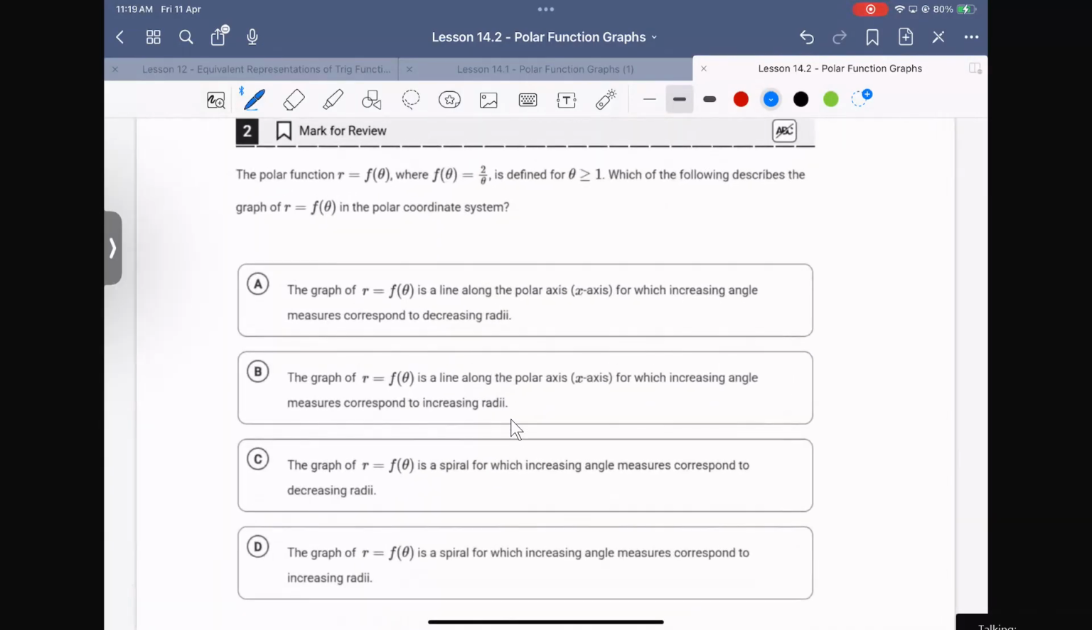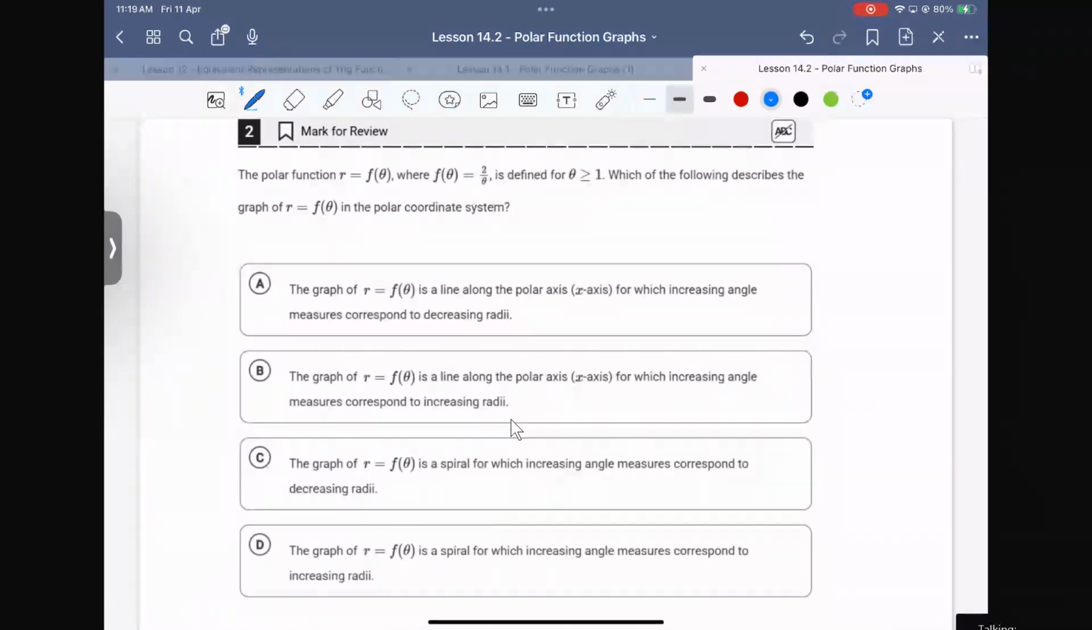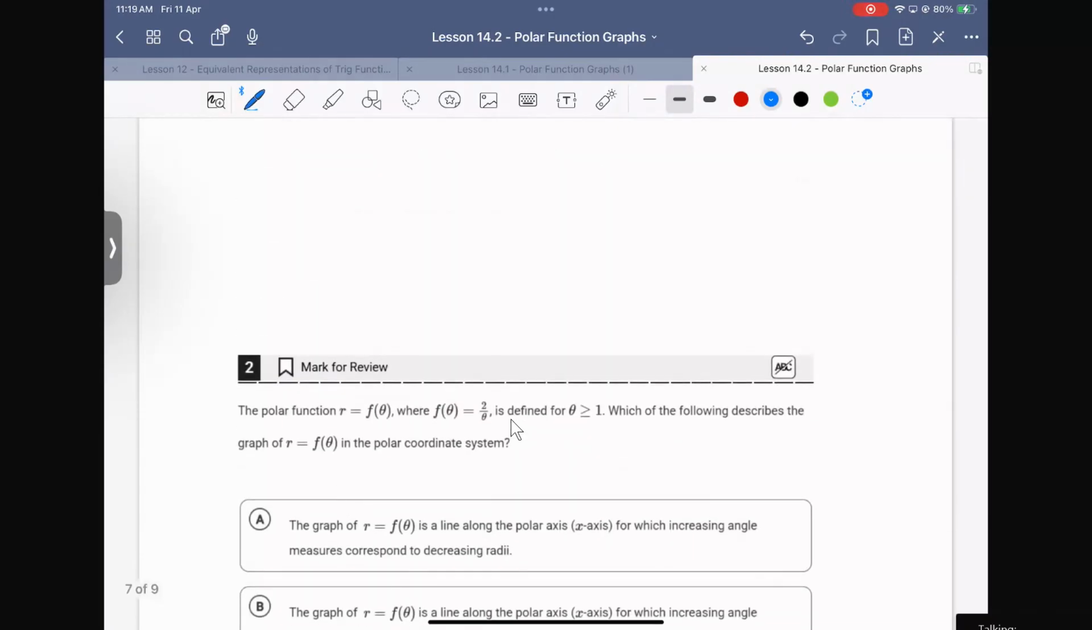Right. So the polar function r equals f of theta, where f of theta is 2 over theta. We don't have a trigonometric function here. It's defined from 0 to 1. Which of the following describes the polar system? So we want to start with our Cartesian. We can sketch this function. This is a reciprocal function.